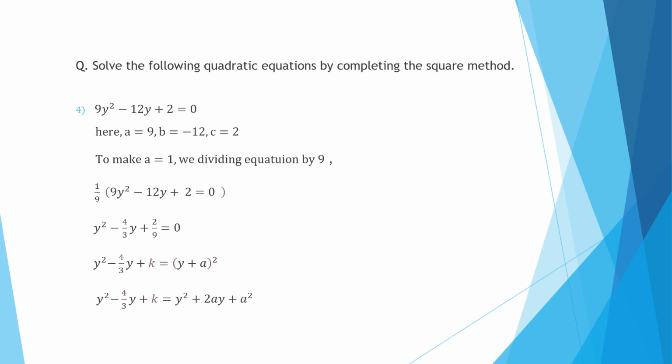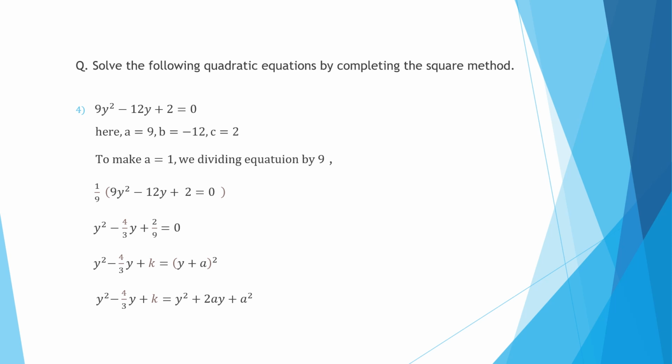सो आपल्याला a ची व्हॅल्यू 1 करण्यासाठी आपण 9 ने या इक्वेशनला डिवाइड करणार आहोत. So to make a equal to 1 we divide the equation by 9. So 1 by 9 in bracket 9y square minus 12y plus 2 is equal to 0. Dividing by 9 means we multiply by 1 by 9 to this equation, so 1 by 9 into (9y square minus 12y plus 2) is equal to 0.